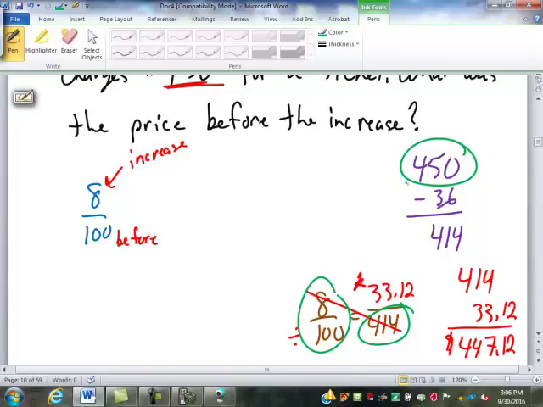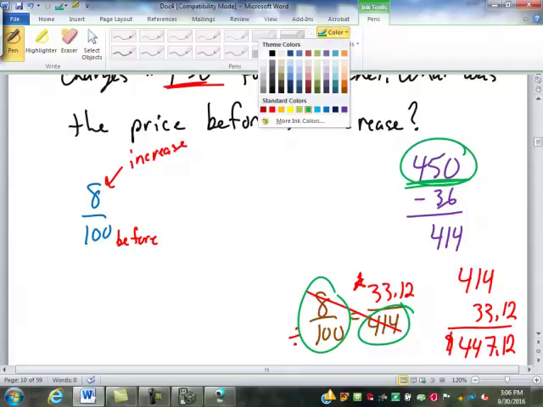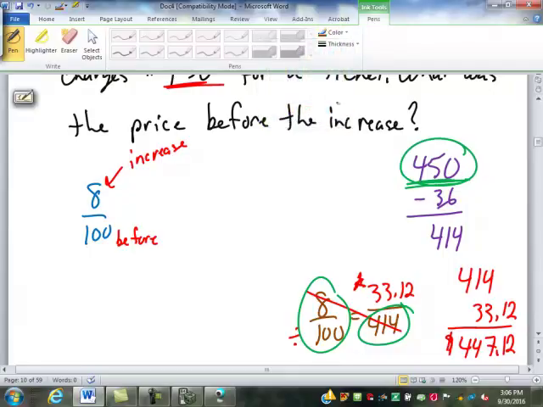And the problem was in the beginning, we were finding 8% of something that wasn't what the whole basis of it was. So how do we deal with this? Well, the 450 isn't the starting amount. It's not the 100%. It's the amount after the increase. So what percent represents the 450?